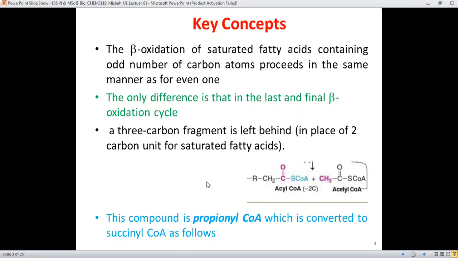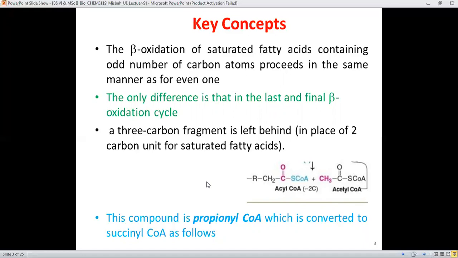The beta oxidation of saturated fatty acids containing an odd number of carbon atoms proceeds in the same manner as for even number fatty acids. The steps involve the activation of the fatty acids in the cytosol, then the transfer of acyl CoA from the cytosol to the mitochondria by the carnitine shuttle, and lastly the proper beta oxidation of the fatty acid inside the mitochondrial matrix.